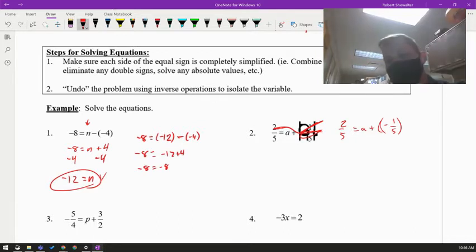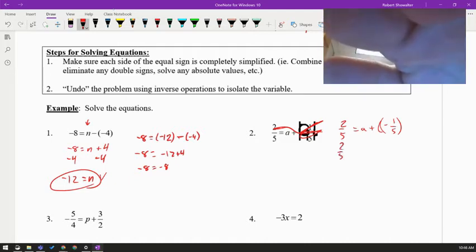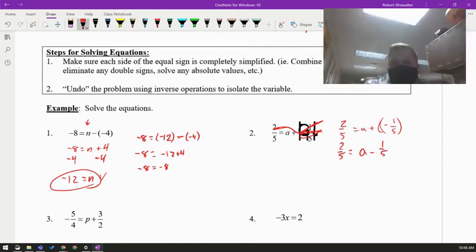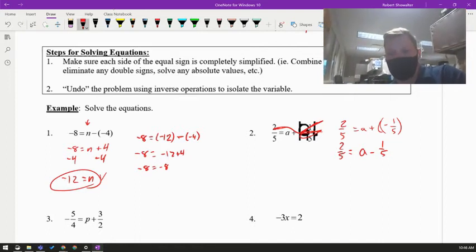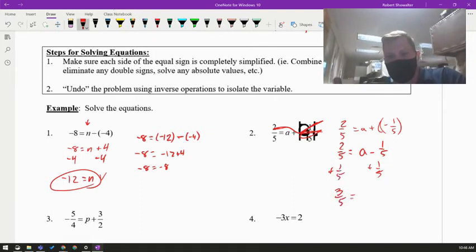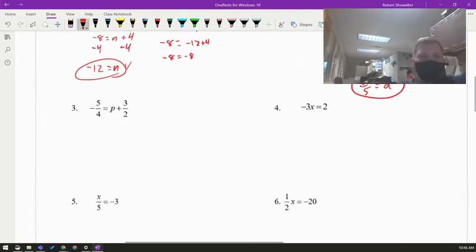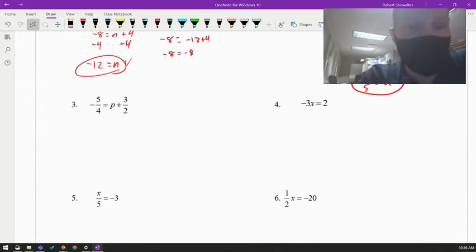Again, what's happening to the a on the right? Well, we're adding a negative 1/5. We can simplify that if we want, minus 1/5. Now we can see that it's actually just subtracting 1/5. In order to undo that, we would add 1/5 to both sides, and we would get 2/5 plus 1/5 is going to be 3/5, and that's what we'll get for a. Okay, keep going. We have number 3 here.